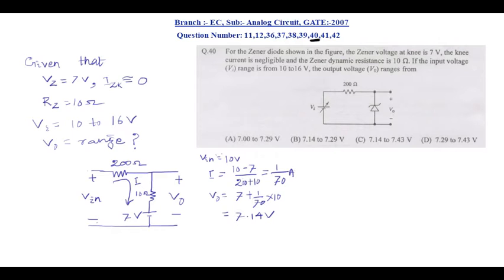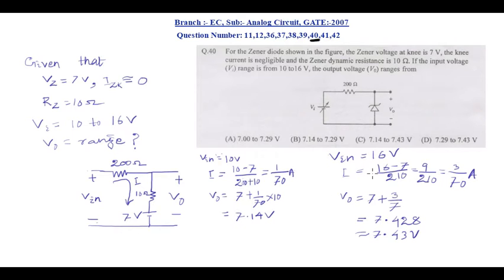Next case, when the input voltage is at maximum range, that is Vin is 16 volt. In this case, the current will be 16 minus 7 divided by 200 plus 10, that is 210. So the current will be 3 by 70 ampere. Hence the output voltage will be 7 volt plus 10 ohm into 3 by 70. By solving this, we will get 7.43 volt. So the range of the output voltage can vary from 7.14 volt to 7.43 volt.